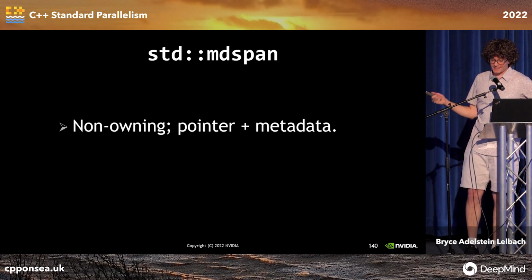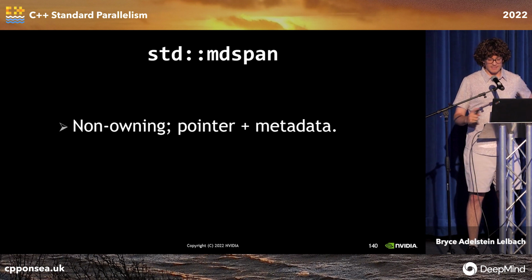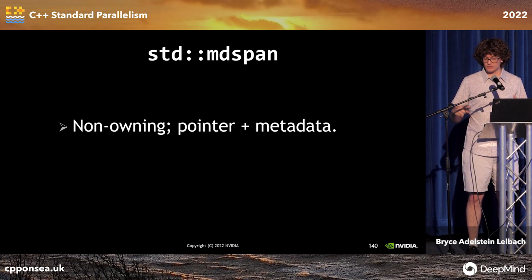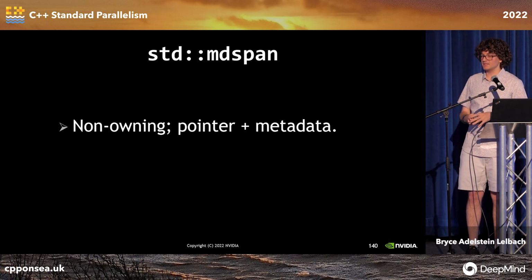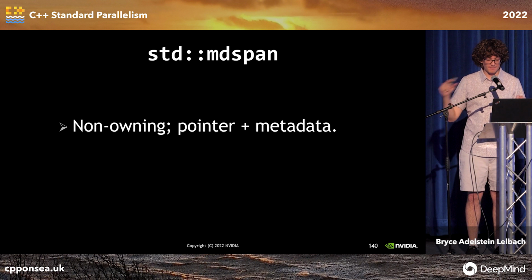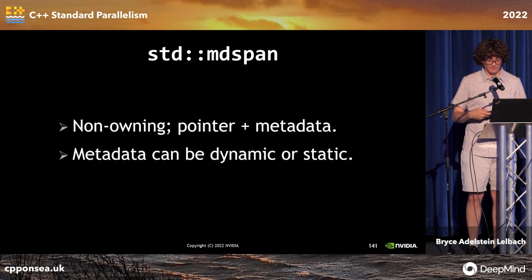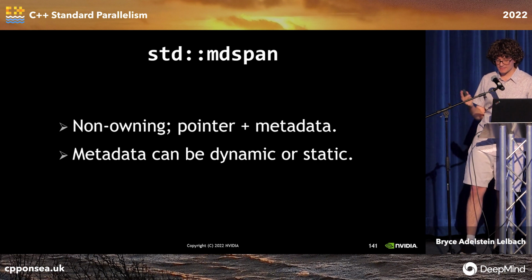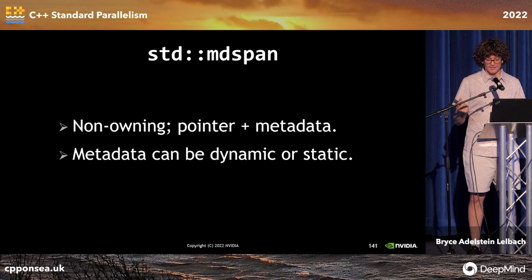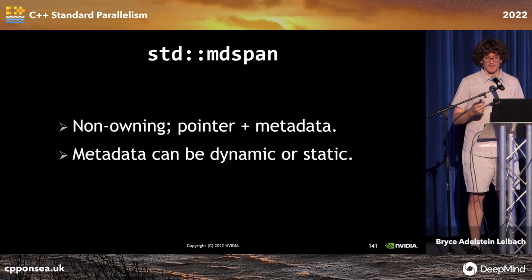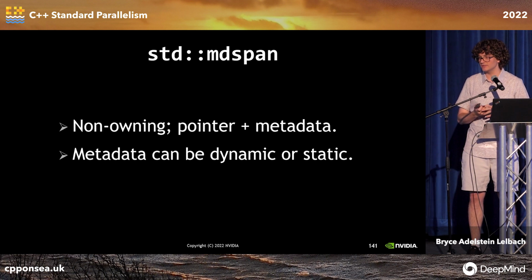So MD-span is non-owning. It's just a handle to some underlying data. It doesn't manage the lifetime of the data, just like span. And also like span, MD-span is cheap to copy. It just contains a pointer and metadata describing the size and shape of the structure. So the metadata, such as the extent of a dimension, can be expressed either at runtime or compile time, allowing for metaprogramming and compile time optimizations, as well as helping out the compiler in doing loop optimizations.